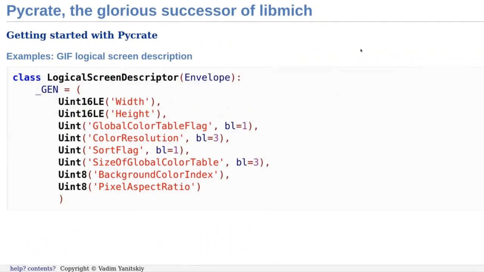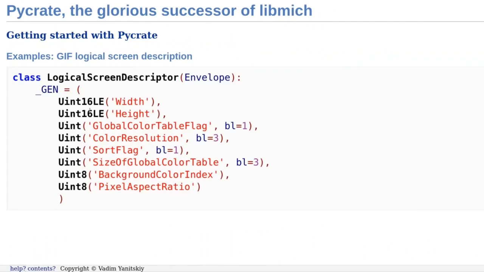This is also part of the GIF format, and this is the logical screen descriptor, one of the first information elements that you would see in a GIF file. Here you have the screen size, defined as 2 little-endian integers of 2 bytes each. So you have 4 bytes in here, and then some flags of 1 bit, 3 bits, 1 bit, 3 bits. So that's basically a bit field. And after that, you have 2 unsigned integers of 8 bits.